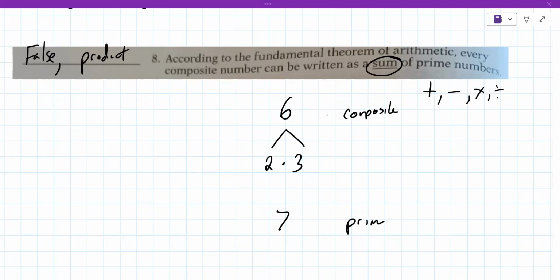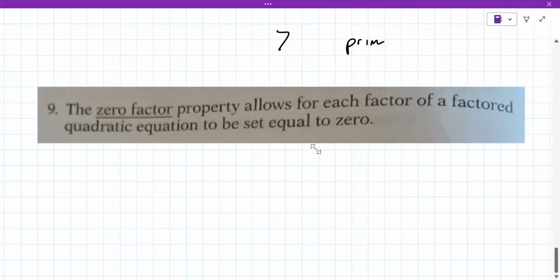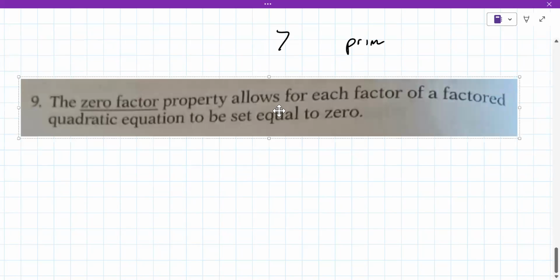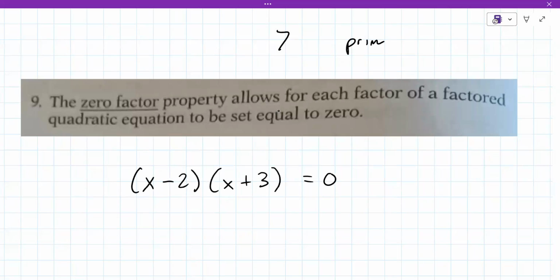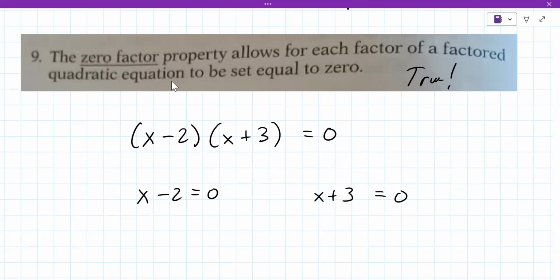Okay. Great. Number 9. All right, so it says the zero factor property allows for each factor of a factored quadratic equation to be set equal to 0. So the idea is, let's just say you have x minus 2 times x plus 3 equal to 0. You can solve this by setting each of those factors equal to 0. That's what the zero factor property allows for. So this one is true, because that's exactly what we would do when we go to solve something.